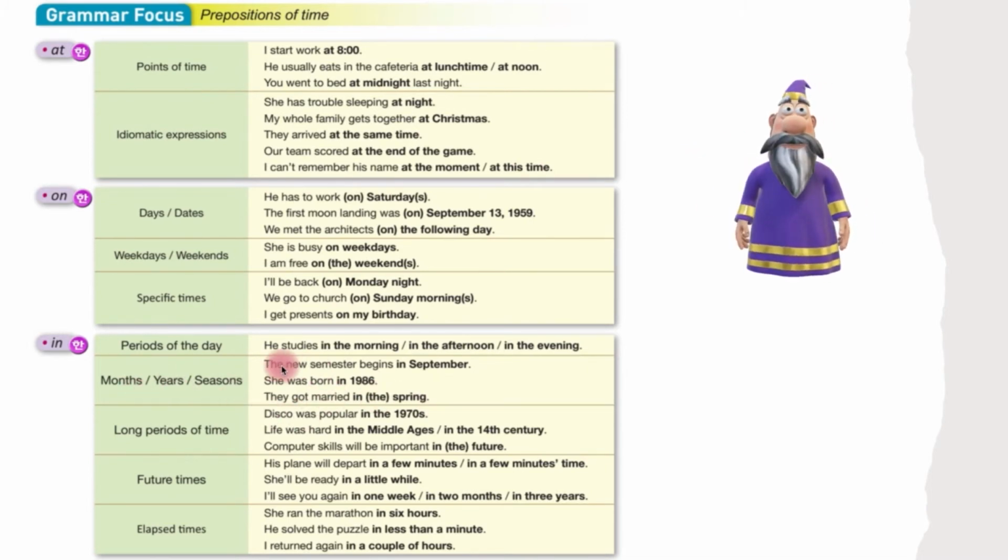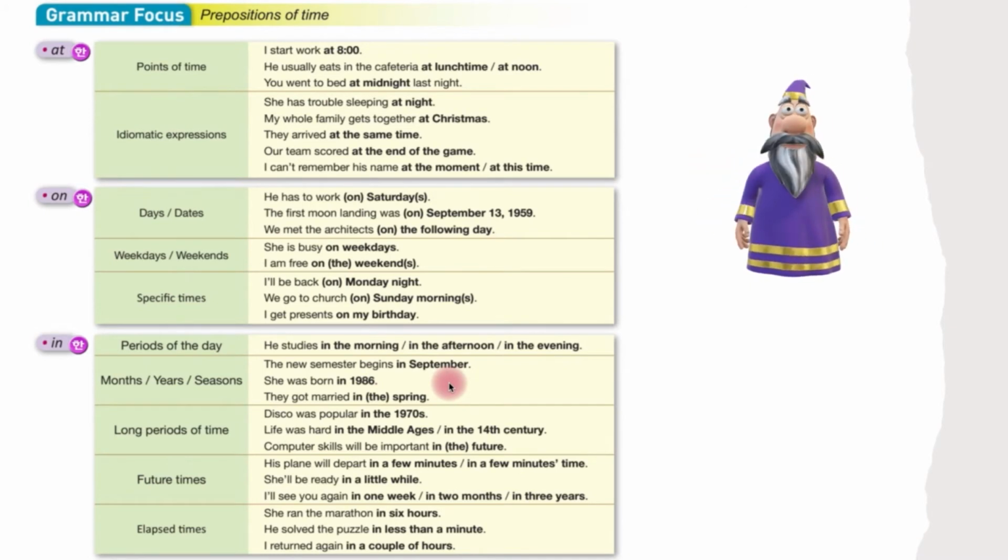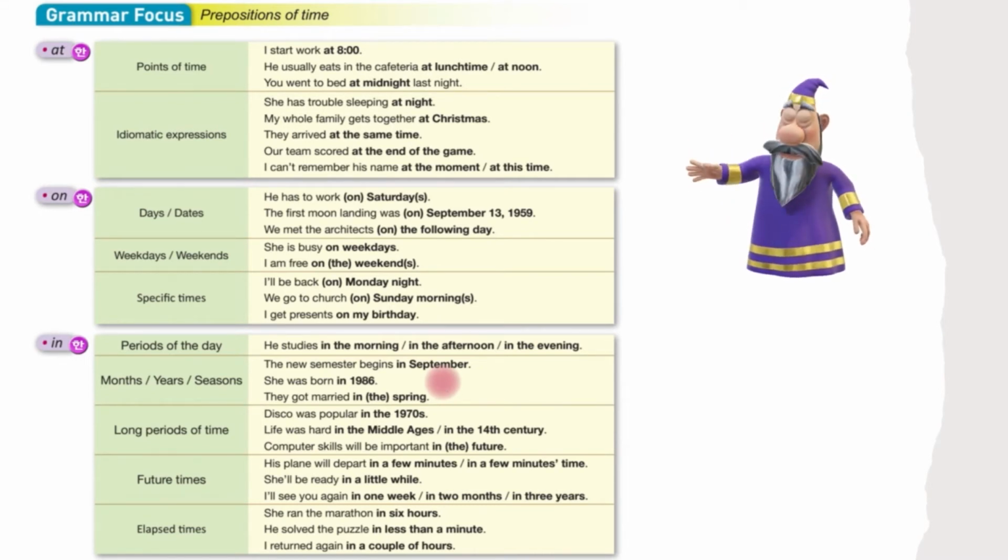Months, years, seasons. The new semester begins in September, in October, in November. My birthday is in November. Please remember that. Younghee, please remember that. I'll try. Okay. She was born in 1986. That's me. Youngster. I was born in the 1970s. Getting old. They got married in spring. They got married in the spring.